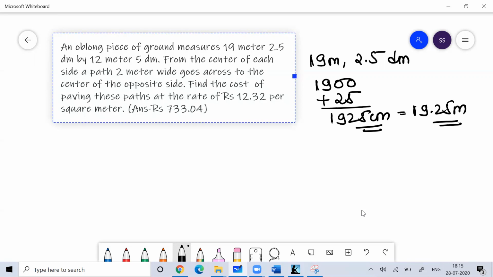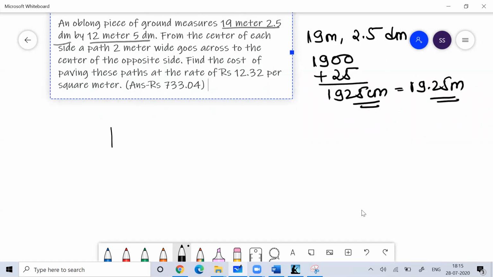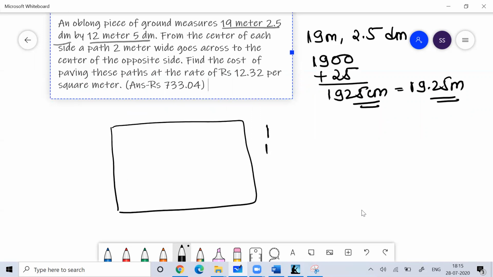Then this is the length, and then the other one is 12 meter 5 decimeter. So 5 decimeter means 0.5, 12.5. So you can understand this. If this is the rectangle, then this is 19.25 meter. This is 12.5 meter.